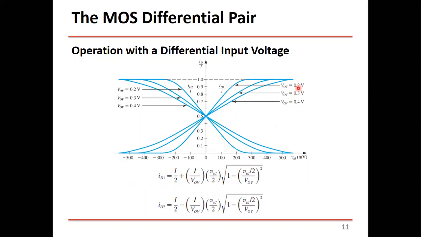So now, for example, for V overdrive 0.2, you have this slope here. For V overdrive 0.3, the slope is smaller. For 0.4, the slope is smaller. But you cannot go beyond these limits here, the positive VID maximum and VID minimum. Okay. Now, in this case, this is normalized, but this one is not normalized, because now we are changing V overdrive. So this is VID, not VID over V overdrive. So this is not normalized. This is just VID. So you can change V overdrive and have multiple traces like this.